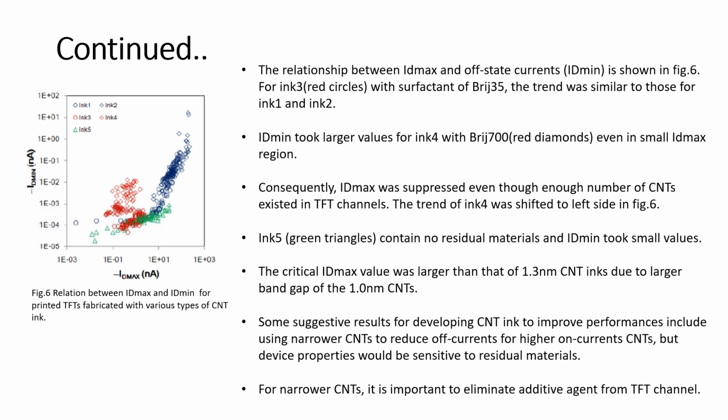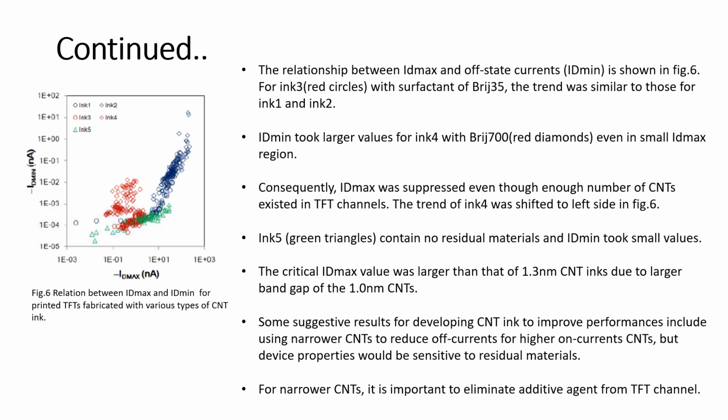Brij 700 has longer polyoxyethylene and alkyl chains than Brij 35, and it is supposed that the fragments of the surfactants are likely to remain and obstruct the semiconducting CNT contacts. Consequently, ID max was suppressed even though enough CNTs existed in the TFT channels. Then it is thought that the trend of ink 4 was shifted to the left side in figure 6.